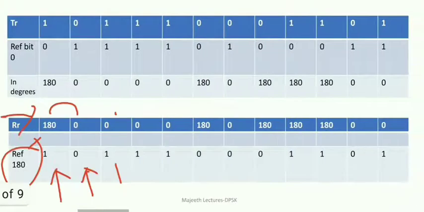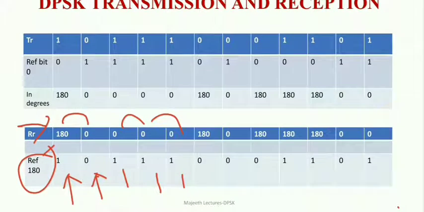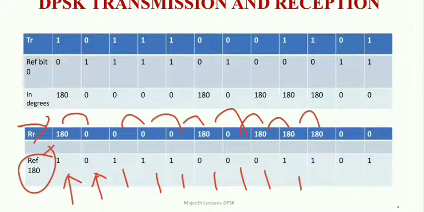Again you compare these two: 0 0, no phase difference, so 1. Again, 0 0, no phase difference, 1. 0 180 degrees, phase difference, so 0. 180 0, phase difference, 0. 0 180, phase difference, 0. 180 180, no phase difference, 1. 180 180, no phase difference, 1. 180 0, phase difference, so 0. 0 0, no phase difference, 1.